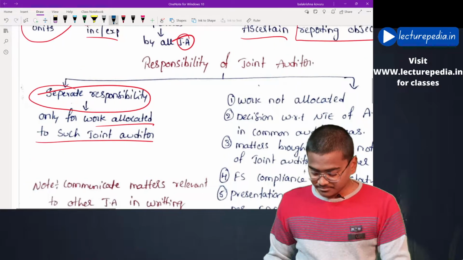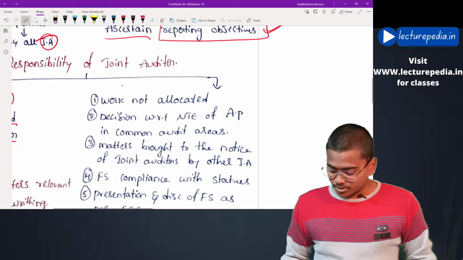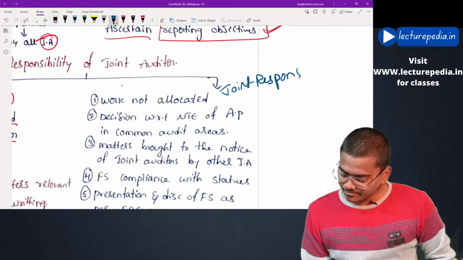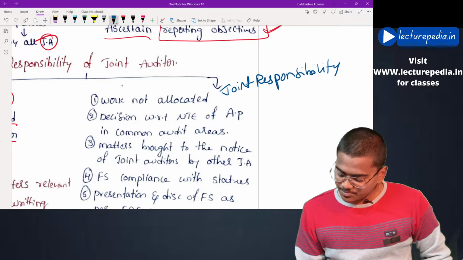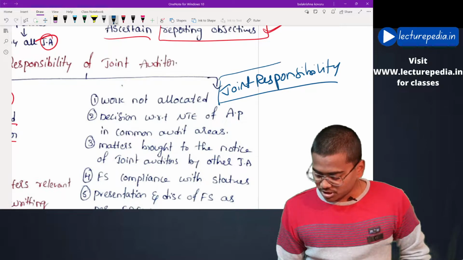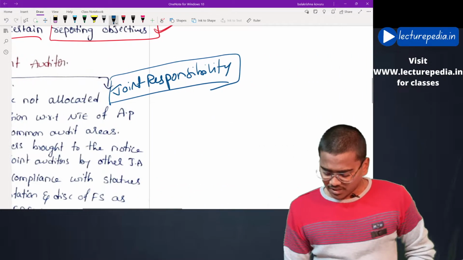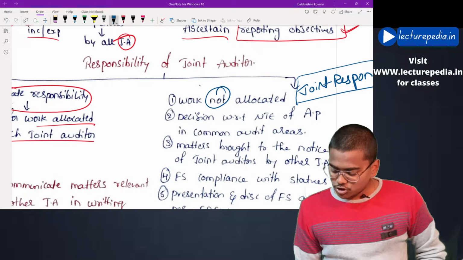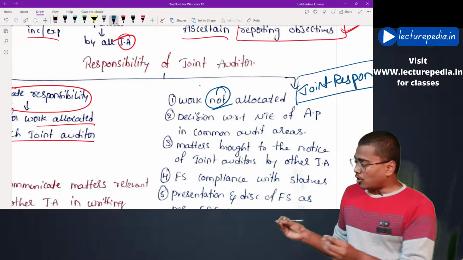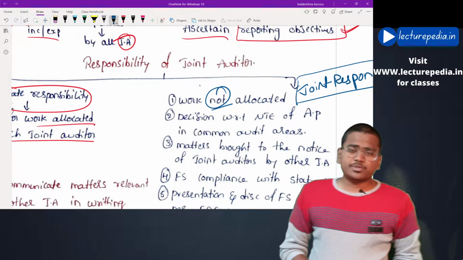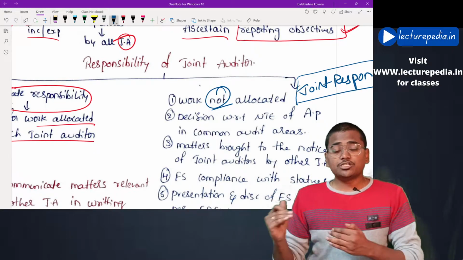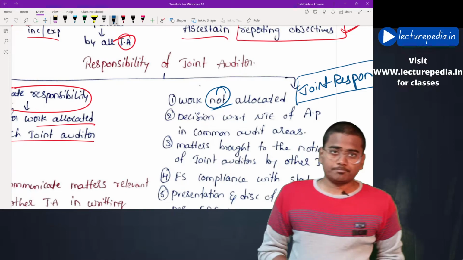Coming to joint responsibility. Here you can write it, joint responsibility. In respect of which matters will the joint auditors be jointly responsible? First of all, in respect of work that is not allocated to the joint auditors, all the joint auditors will audit those aspects. Thereby all the joint auditors together will be responsible in respect of such areas which are not allocated to any particular auditor. Hope this is clear.